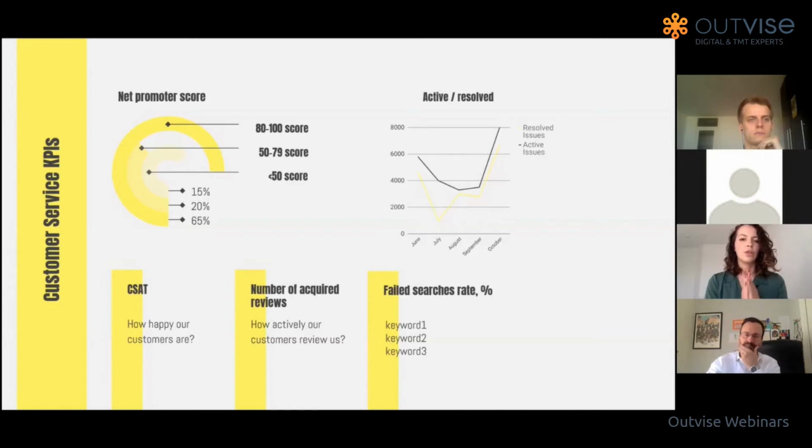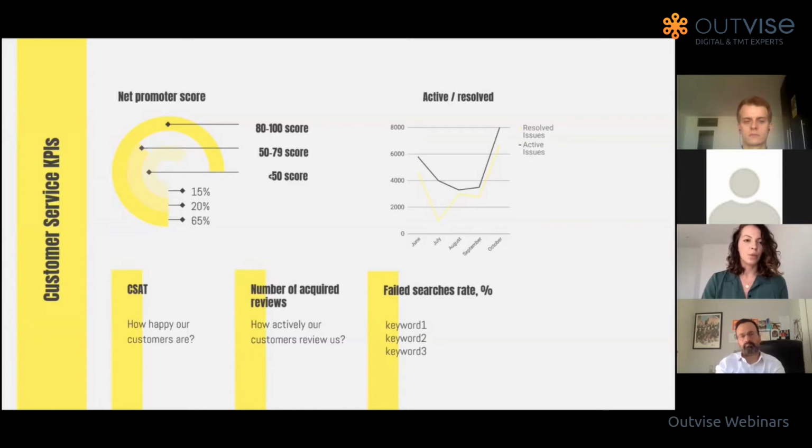I also suggest that when you're analyzing the customer satisfaction rate, you keep an eye on the customer retention rate, so how often they come again and engage with your website, with your product, with your service, and also the conversion rate KPI. So they should be put together in relation.